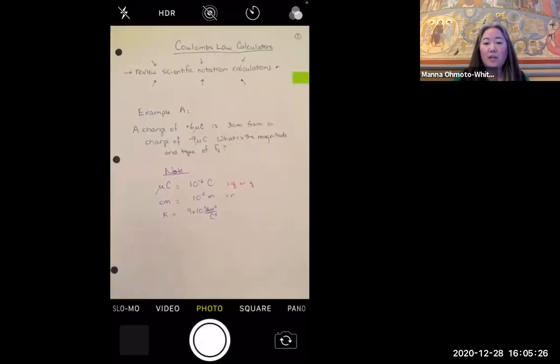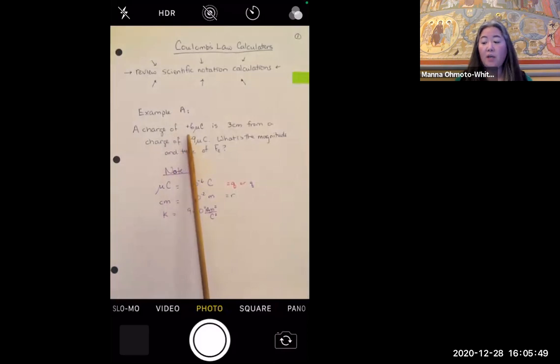So, Coulomb's law calculation. Before you watch this video, or if you've started watching it, pause and rewatch the video on scientific notation calculations, because it's really important that you understand how to do that. We're using Coulomb's law, which is F equals kQQ over R squared. So here's an example of a calculation.